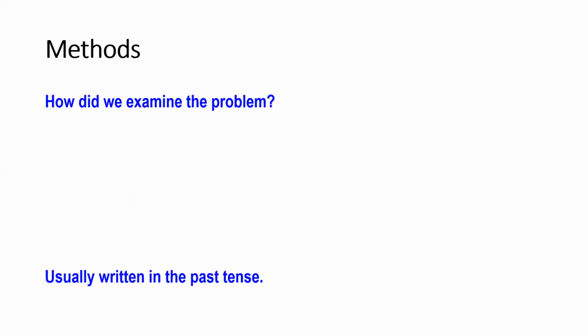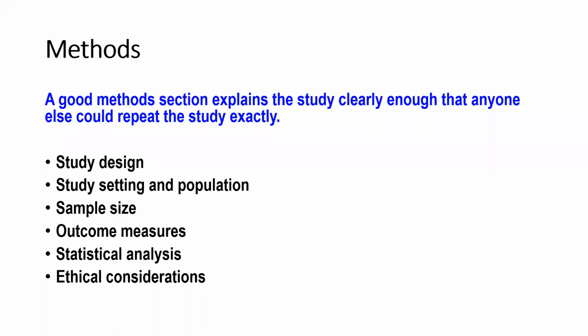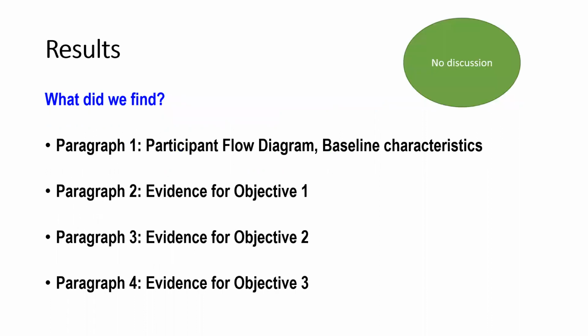Your method is answering the question, how do we examine the problem? How did we go about our analysis? It should usually be written in the past tense. A good method section will explain the study clearly enough that anyone else should be able to repeat that study. Therefore, we would want to see your study design, your study setting and population, your sample size calculations, the outcome measures, the statistical analysis, and how you've used statistics to try to answer the questions that you set out to answer in the first place, and of course, ethical considerations.